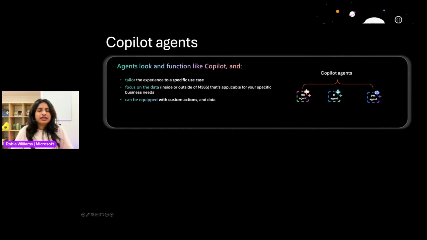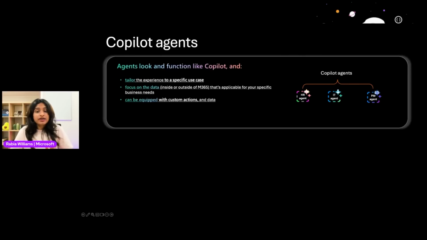Agents look and function like Copilot, but they tailor the experience to a specific use case. They focus on the data that's applicable for your business needs, and this data can be inside or outside of Microsoft 365. They can be equipped with skills like calling your APIs, sending emails, etc. Now imagine an HR agent that specializes in human resource data and tasks. It would be your personal assistant for all your HR-related inquiries. While using the AI assistant, you could ask your HR agent something like, compare employees' turnover rates between departments over the past year, or show me the upcoming schedule for staff training programs.